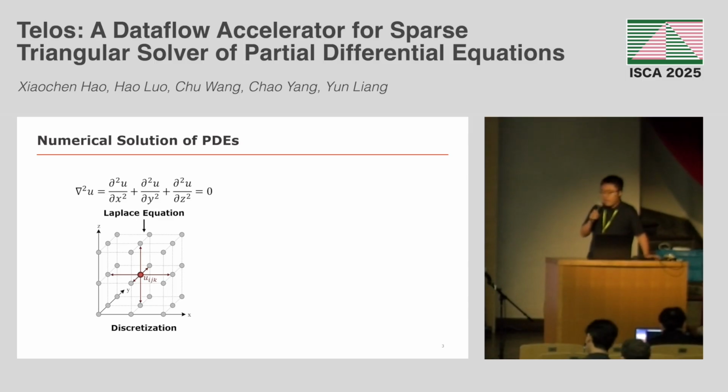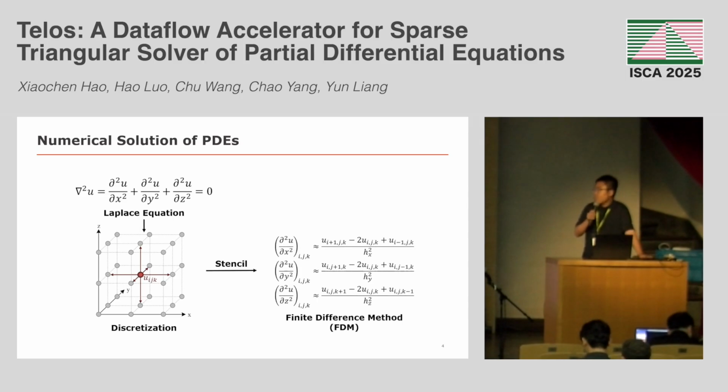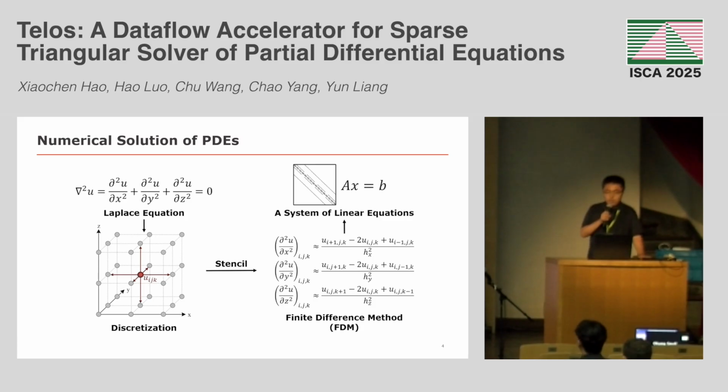This method usually employs a standard pattern where each point is calculated based on its neighboring values. Specifically, a finite difference method approximates derivatives with differences between function values, converting the original PDE into a linear equation that involves 7 variables. The coefficients of each point's linear equation are stored in a matrix, forming the system AX equals B. The matrix A represents the connections between grid points and thus exhibits a structural sparsity pattern that follows the stencil.